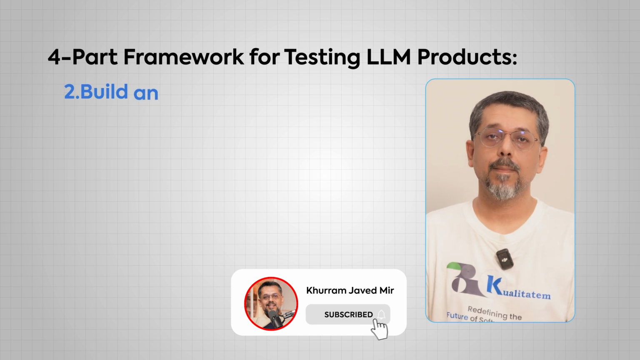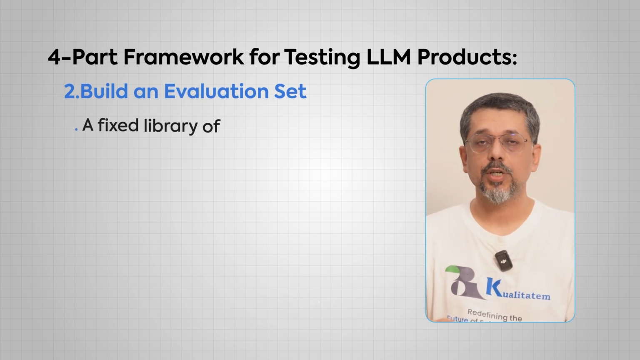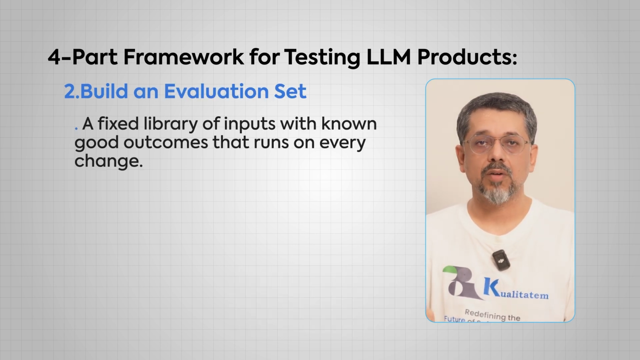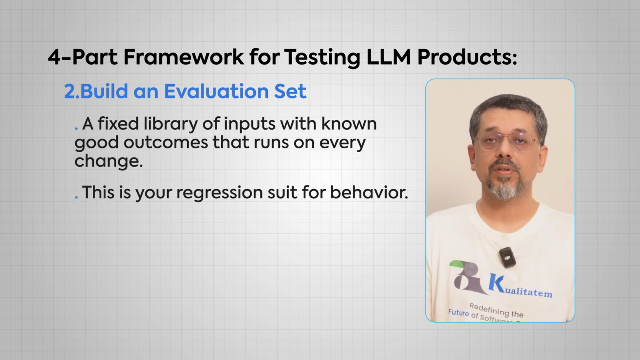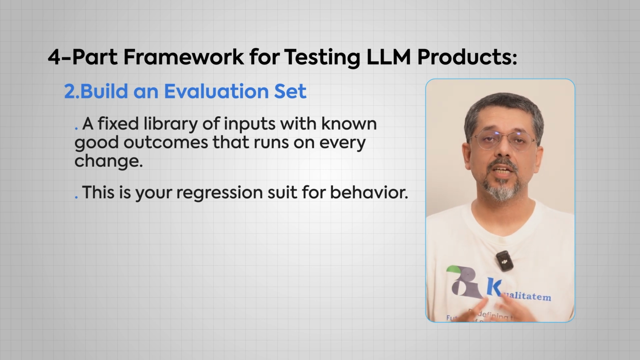The second part, build an evaluation set, a fixed library of inputs with known good outcomes that you run on every change. This is your regression suite for behavior, and without it, you will not really have clarity as to what is passing and what is failing.